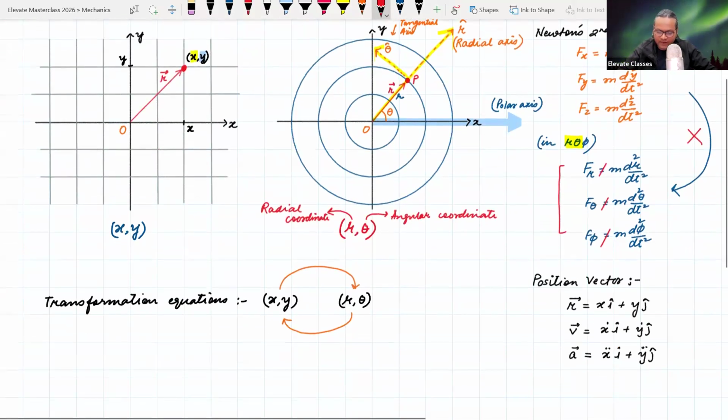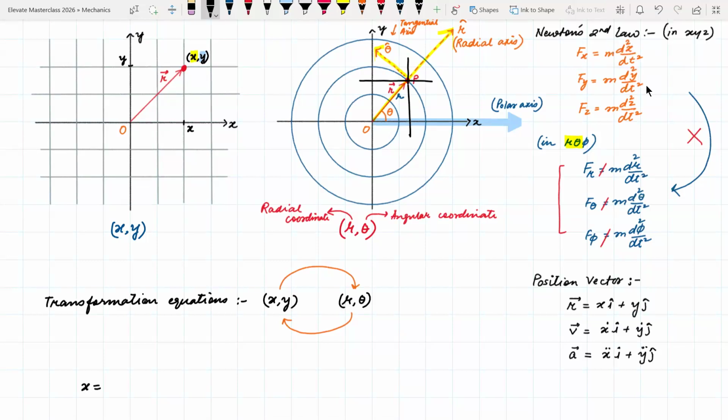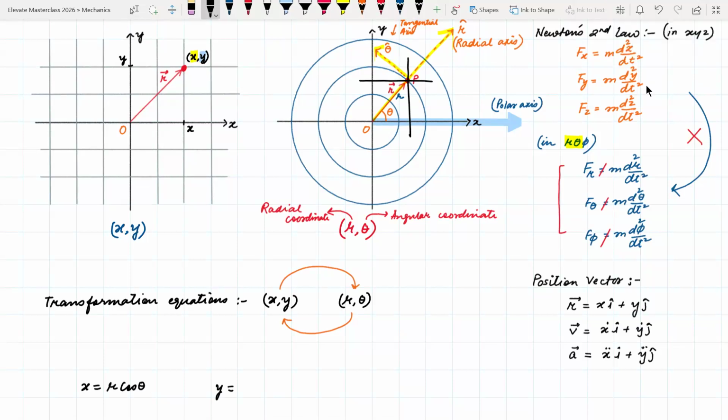Okay, so it is clear from the geometry of this setup that x is going to be equal to what? Because I can also find out x here. What is this? X is a projection of the position vector on the x-axis, and what is y? Y is a projection of the position vector on the y-axis. So tell me, what is x? R cos theta. What is y? R sin theta. All right.